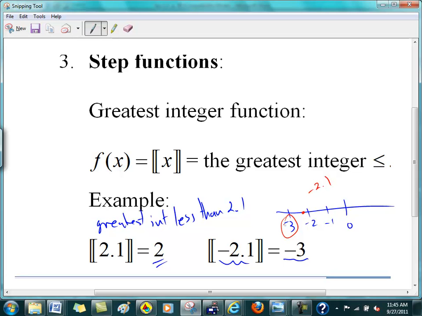So everybody all right on this? Is everybody okay? Valerie? Okay? Yes? Why? The greatest integer. Negative 3 is greater than negative 4?